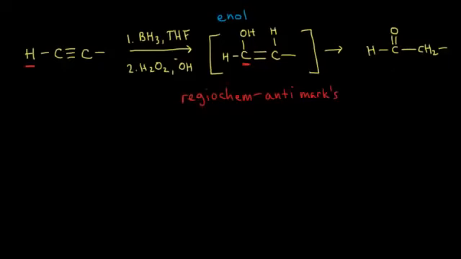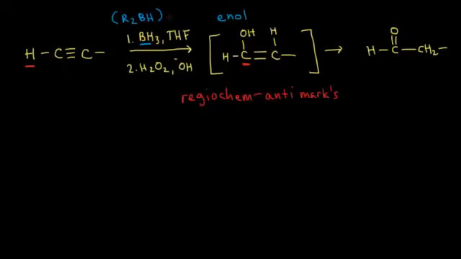Now, sometimes if you use borane in this first step over here, borane is so reactive that it's actually going to add two molecules across your triple bond, since your triple bond consists of two pi bonds. So sometimes you'll see a different molecule used. Sometimes you'll see a dialkyl borane. So put two alkyl groups. I'll put R2BH.